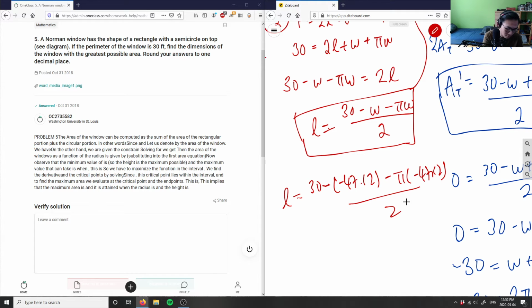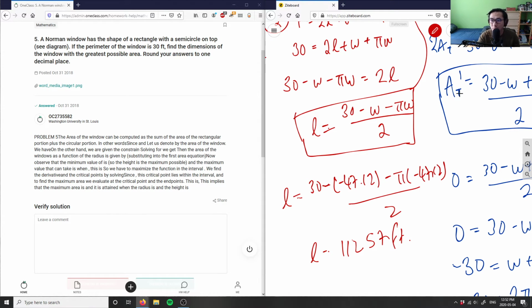So this would be plus 47.12, then plus pi times 47.12, minus pi times negative 47.12, and then divided by 2. This gives me a length of 112.5 feet, which I don't think makes sense because my perimeter is only 30 feet. Something is up with this problem.